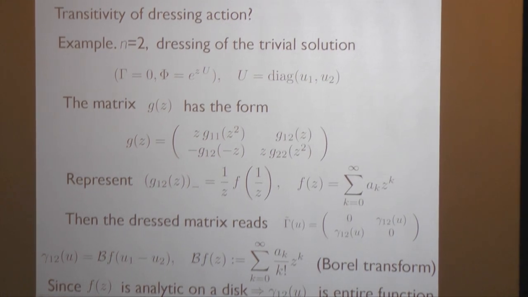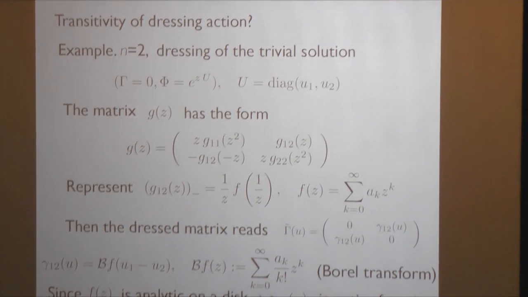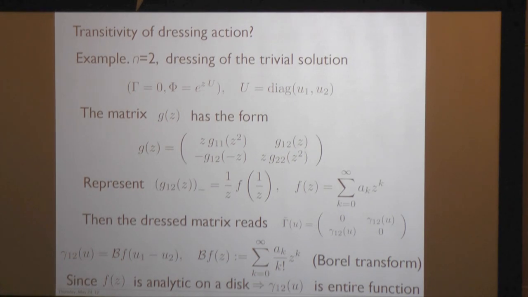And I consider the infinite epsilon dressing transformation. The 2 by 2 matrix G of z must have such a form. The diagonal entries are odd functions, and the off diagonal entries must be related in such a form. The important part of a dressing transformation depends only on the negative part of G12. Let me represent the negative part in the following way, where f is written as a function of 1 over z. Since G12 must be analytic in some neighborhood of the circle, this f of z is analytic on some disk near the origin.